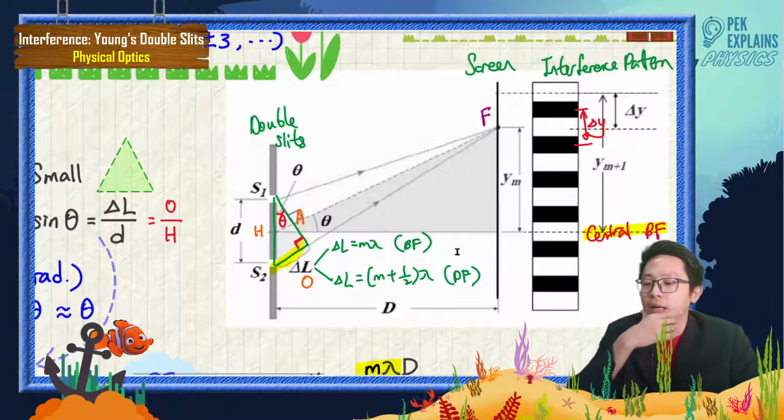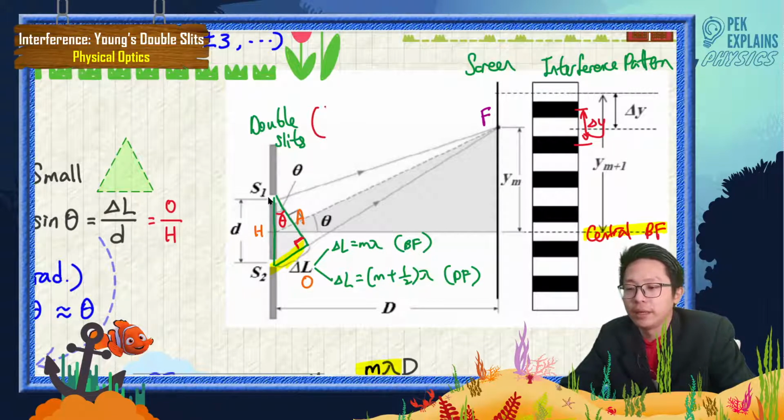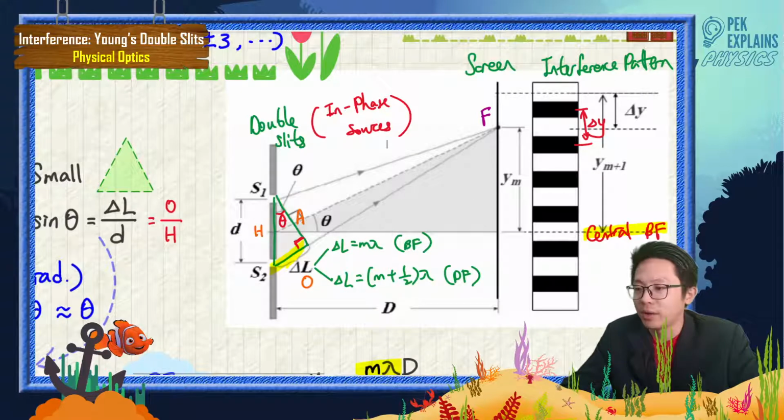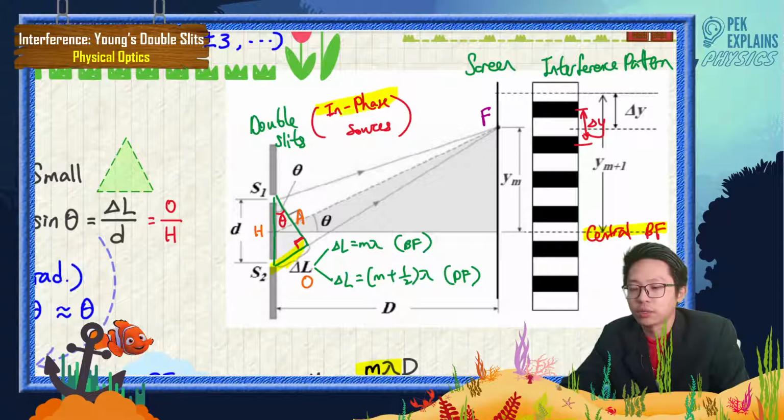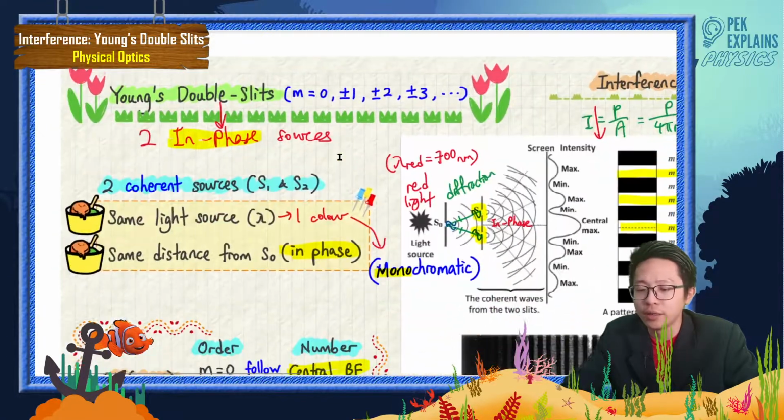So why will we use delta L equal to m lambda for bright fringe and m plus half lambda for dark fringe? Because we are using two in-phase sources. Because double slits, we are learning, they are using in-phase sources. Why is it in phase? You have learned already, right? Why are these two sources in phase?